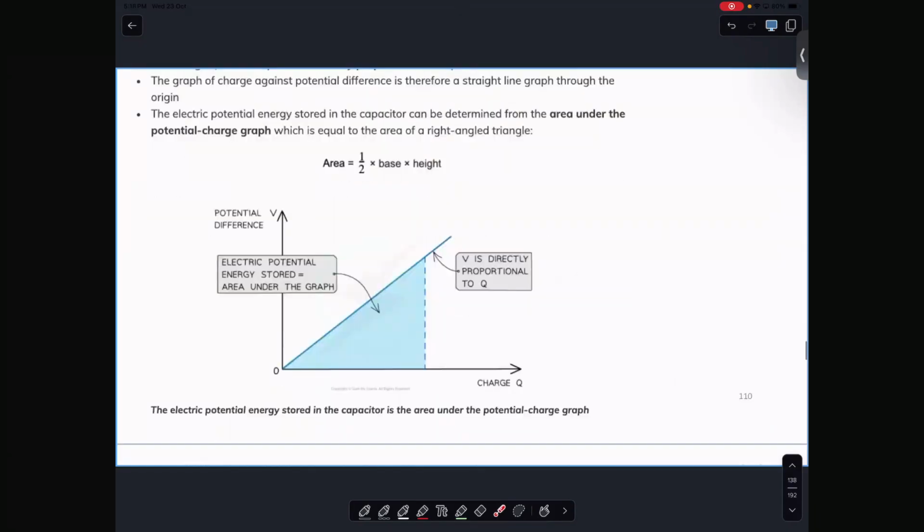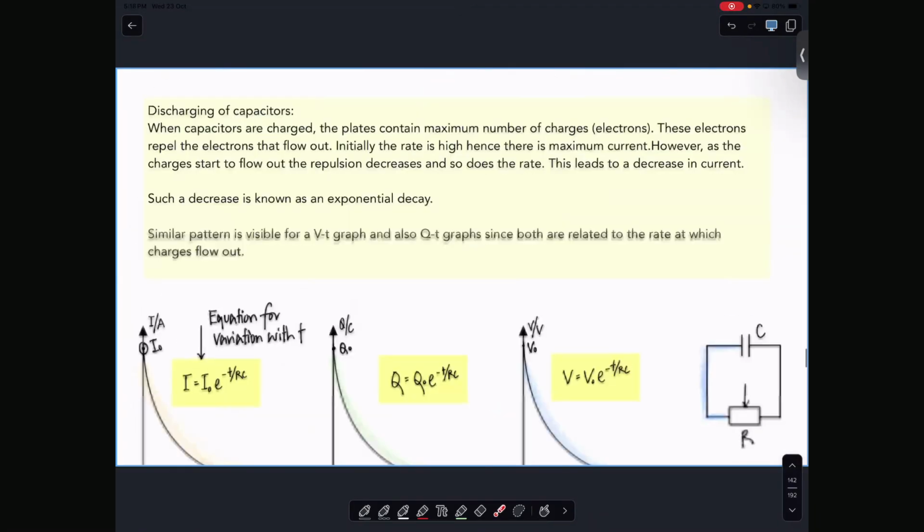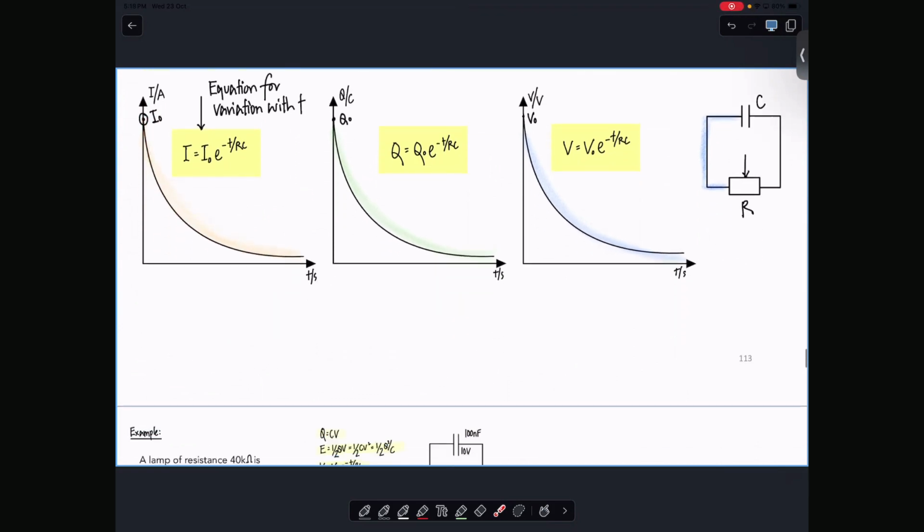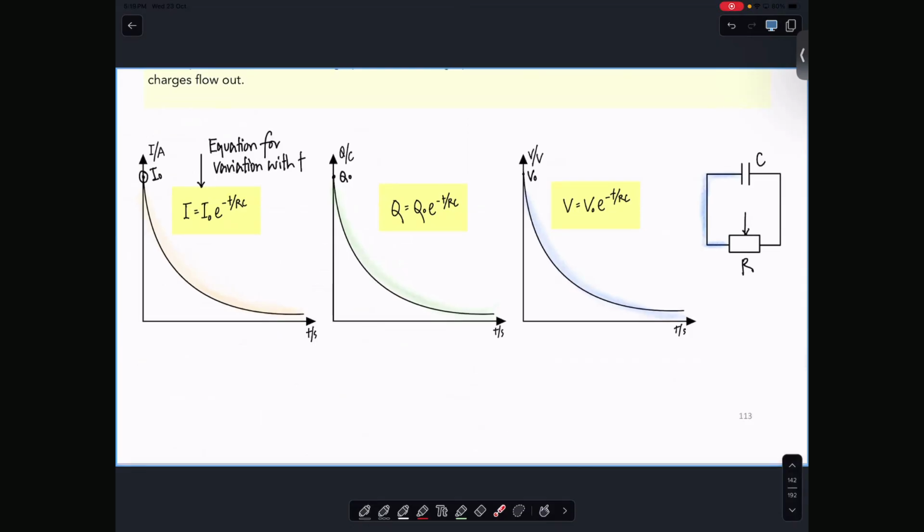It's called the discharge graph. So I'll show you the 3 graphs that you have. You find that initially the rate of discharge is very large. And as time passes by, what happens to the rate of discharge? It decreases. And you understand why? Because what is decreasing? The potential difference. So the graph for current, charge, and voltage for discharging is the same.